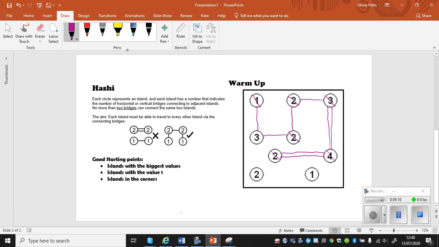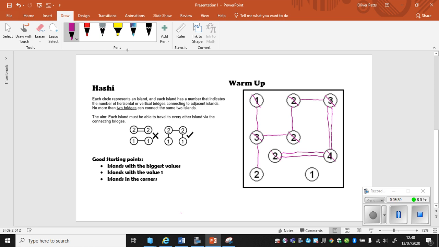Now I'm back to this island of three. It needs one more bridge to make three. It can't go up, that one's complete. It can't go to the right, that one's complete. So the only other option we've got is connecting it downwards. Now I've got three bridges, I can cross off the island of three.